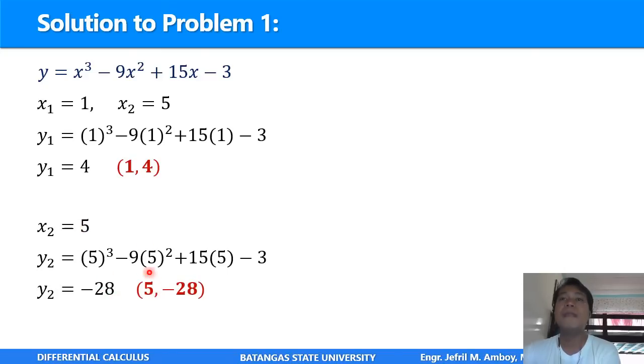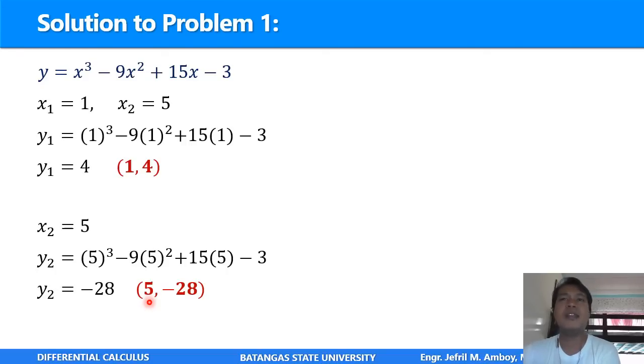So, obviously, the minimum here is this one because it is negative 28. And this is the maximum, which is positive 4. Why? Because 4 is greater than negative 28. Remember, the maximum and minimum values of the function refer to values of y, not the values of x. So, earlier we said the 1 gives the maximum and the 5 gives the minimum when we used the second derivative test.